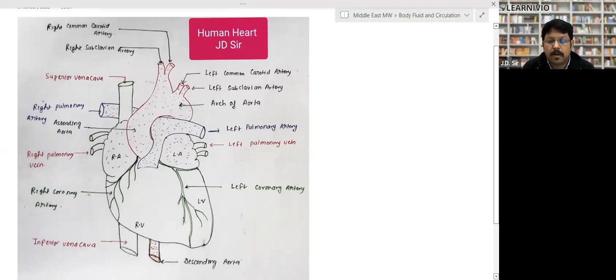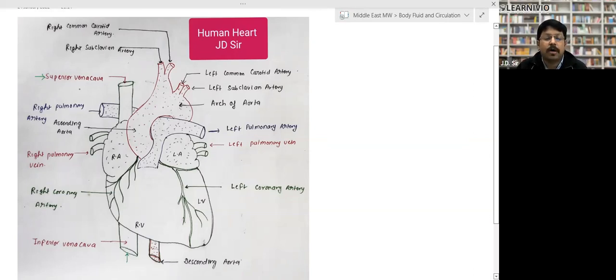So look, this is the structure of human heart. This is actually the anatomy of human heart, right? This part is called right atrium, and this part is called left atrium. So it has two atria, right? Blood is coming into the right atrium with the help of these two. This is called superior vena cava.